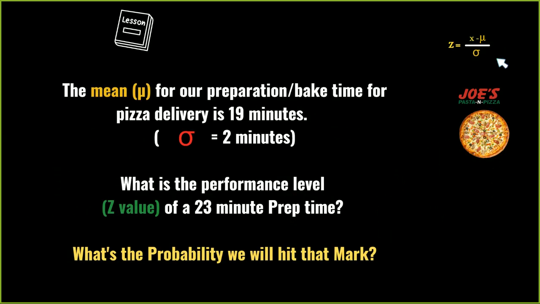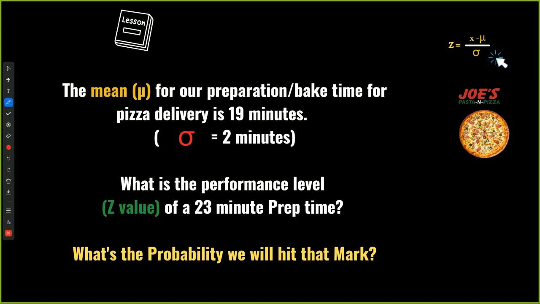And basically, the mean for our preparation bake time for pizza delivery is 19 minutes. We have a standard deviation of 2 minutes. And what is the performance of a 23-minute prep time?